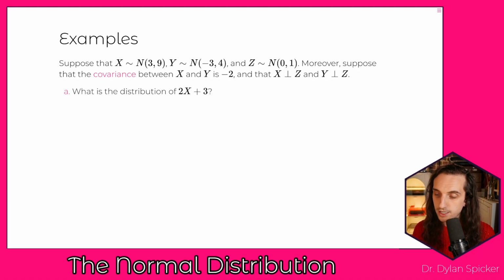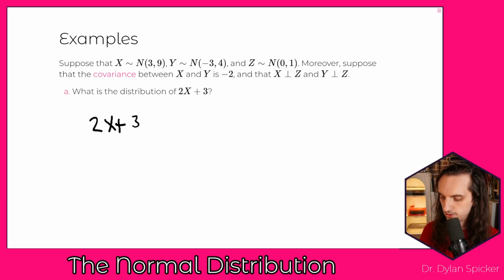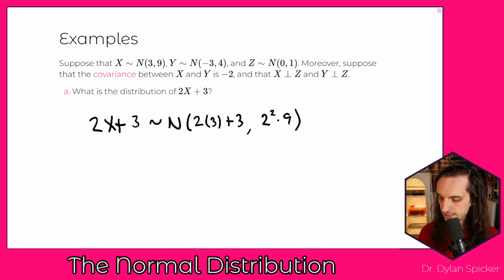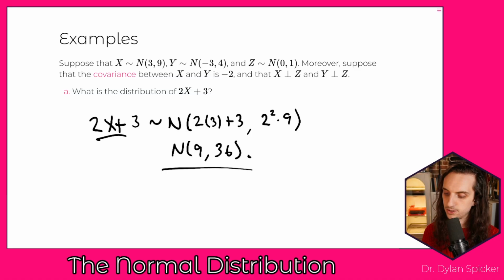So what is the distribution of 2x plus 3? Well, here we can use that first closure property of the normal, right? 2x plus 3 is going to follow a normal distribution. The mean is going to be 2 times the mean of x, which is 3, plus what we add on, so that's 3. And the variance is going to be 2 squared times the variance of x, which is 9. So if we work it out, 6 plus 3 is 9, and then 2 squared is 4, times 9 is 36. So 2x plus 3 has to be a normal 9, 36 distribution there.